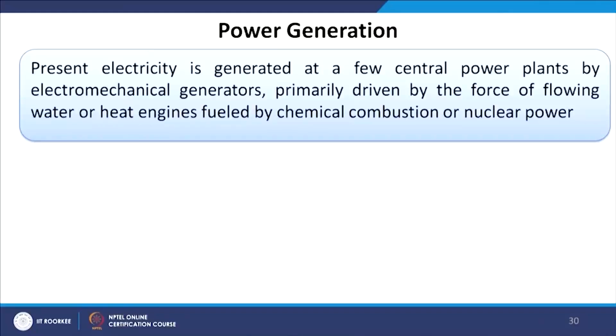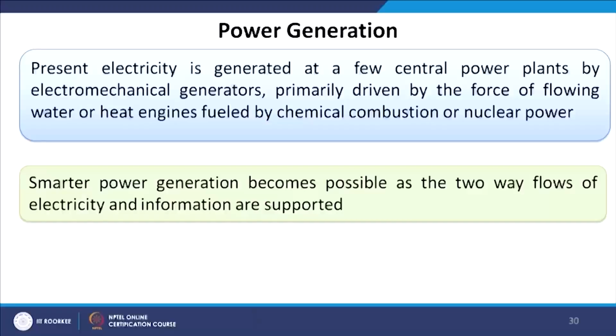Now, first of all, when we talk about power generation, presently electricity is generated at a few central power plants by electromechanical generators primarily driven by the force of flowing water or heat engines fueled by chemical combustion or nuclear power.